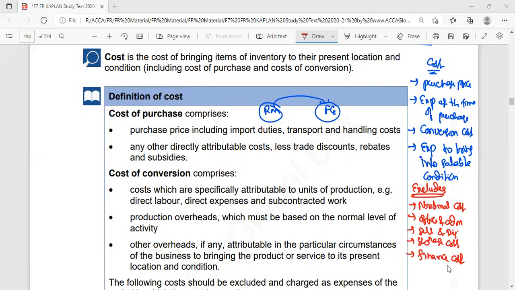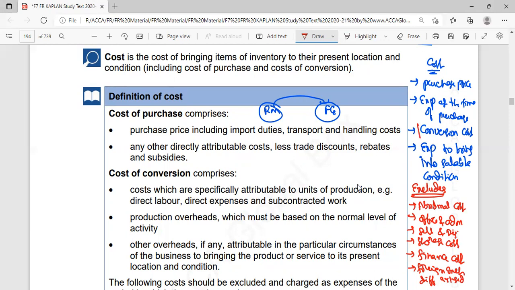And next, foreign exchange differences arising directly on the recent acquisition of inventory invoiced in foreign currency are also excluded. So this is what is meant by cost. It includes these items, and it excludes these items.